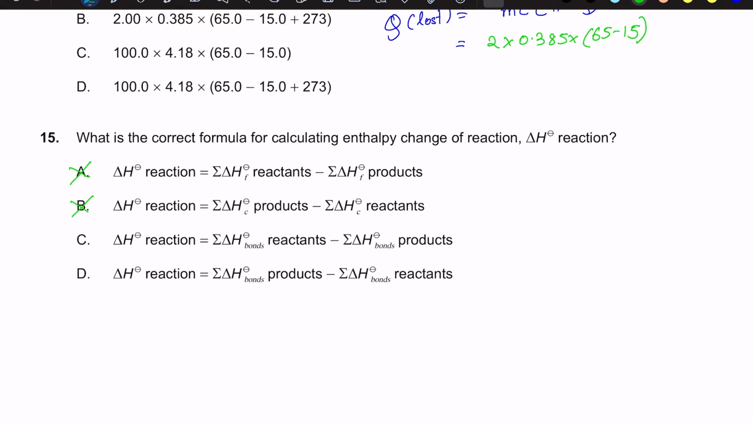B is also wrong. Now we are down to the bond enthalpies here, right? So for bond enthalpies, it is summation of delta H bonds broken minus summation of delta H bonds formed. Now we break all the bonds on the reactant side, we form all the bonds on the product side, right? So bonds broken is basically on the reactants, bonds formed is basically on the products, which gives us option C as the right answer to this question.